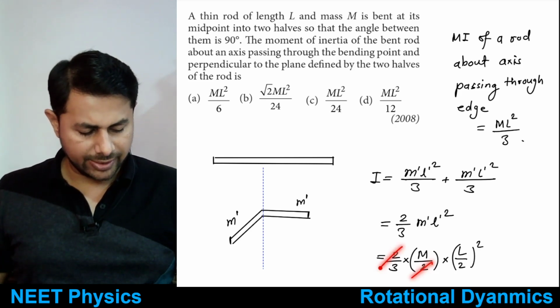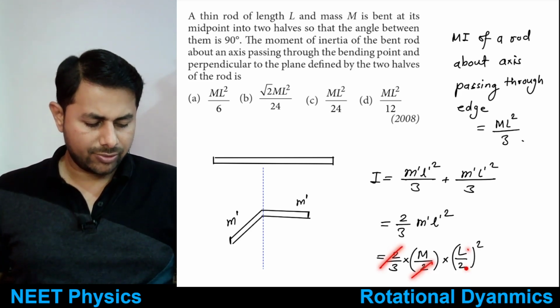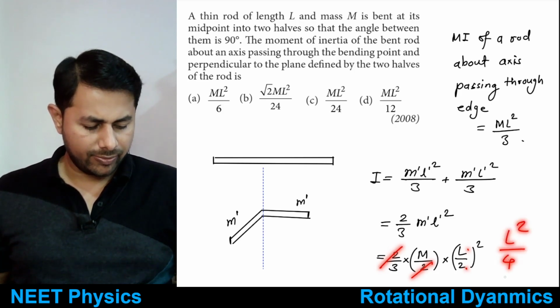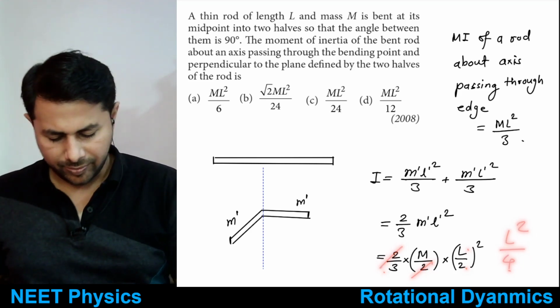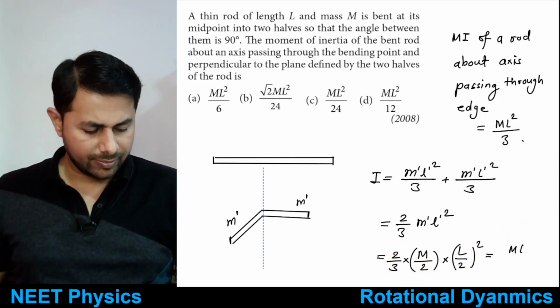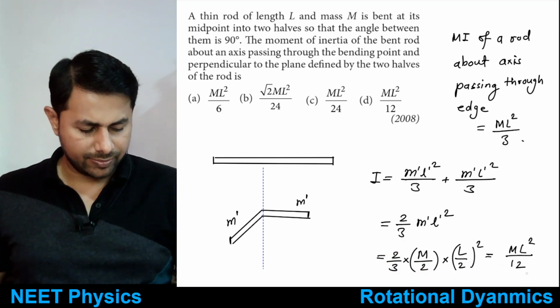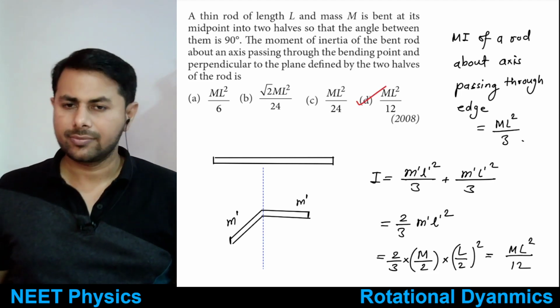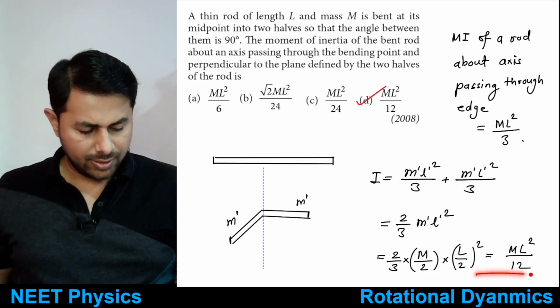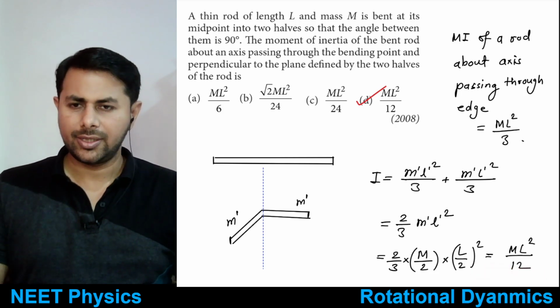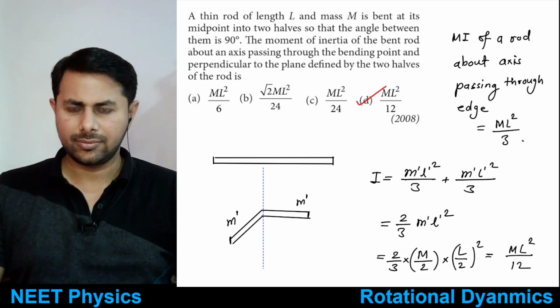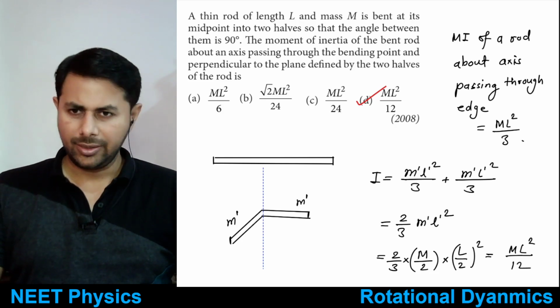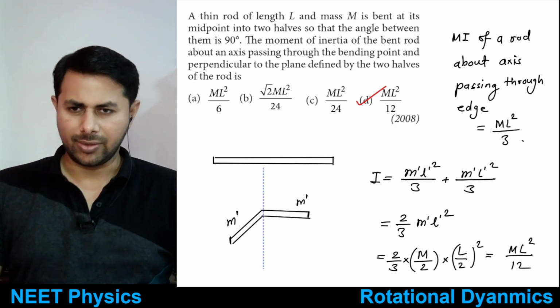Okay, so this 2 gets cancelled. L by 2 square is L square divided by 4. So 4 times 3 is 12. So again it is ML square divided by 12. Okay, so this is the answer. Right? Is this thing clear? Yes, no? Okay, it is ML square divided by 12.